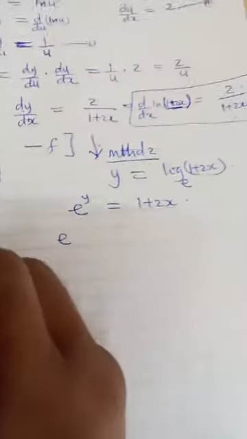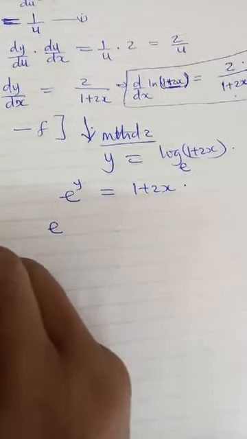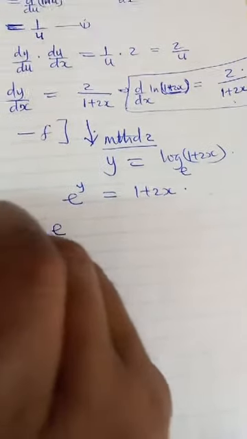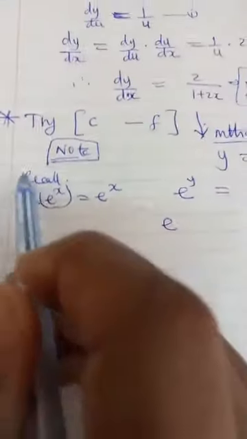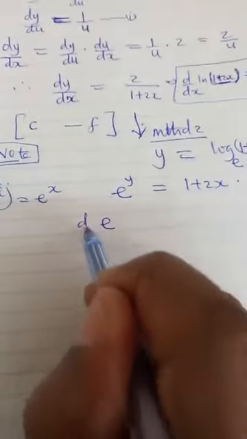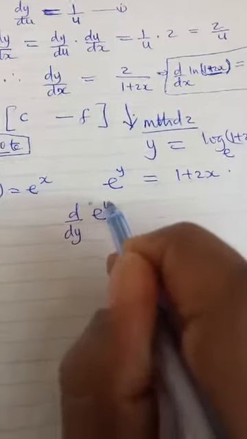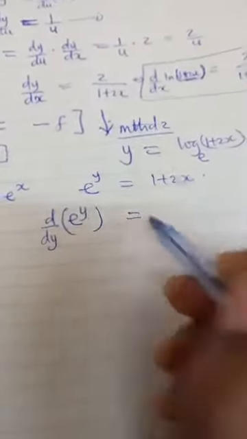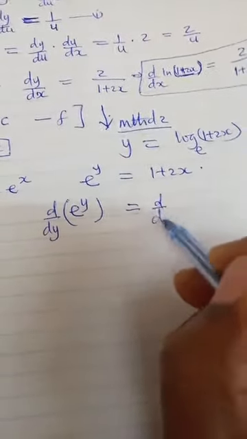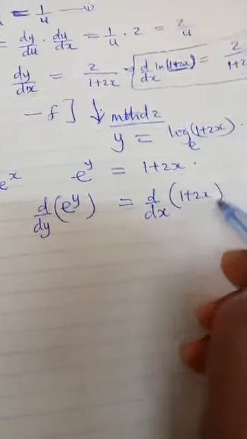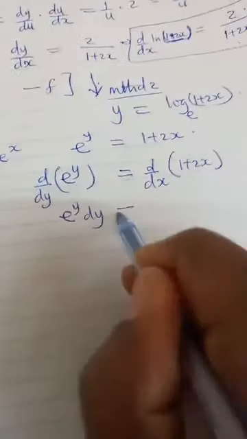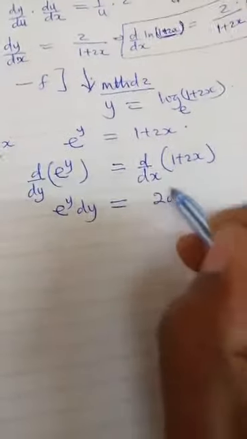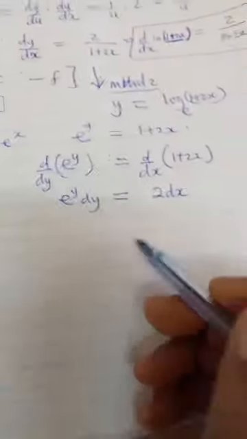So if we differentiate both sides, since we have noted that d by dx, for example, of e to the x is e to the x, this one we recall. If you recall that this is true, then it means d by dy of e to the y will give us d by dx of 1 plus 2x. So it means that we shall get e to the y dy, if we differentiate, will be equal to 2 dx. And we want to get dy by dx.